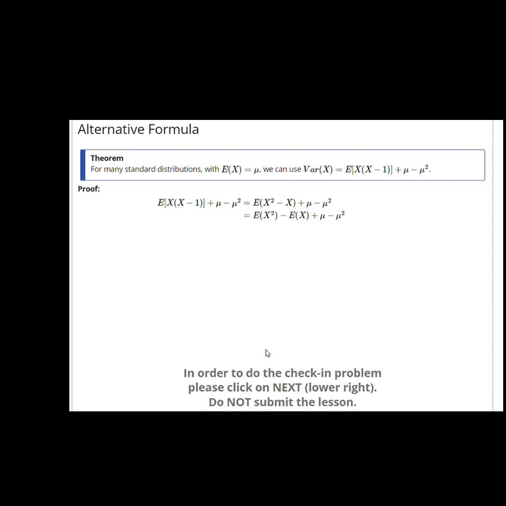But remembering that E of X is mu, and replacing it by mu, we get E of X squared minus mu plus mu minus mu squared, or E of X squared minus mu squared, which we recognize as the alternate formula for the variance of X.